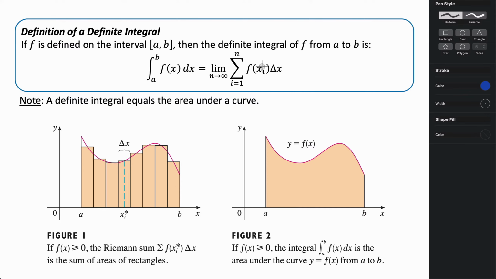Now this x sub i just represents the height of our function at some point inside our subinterval, and it's going to depend on where we're taking the approximation. So in this case, we have a midpoint approximation. If we were doing left endpoint or right endpoint, that would be the value of x sub i there.